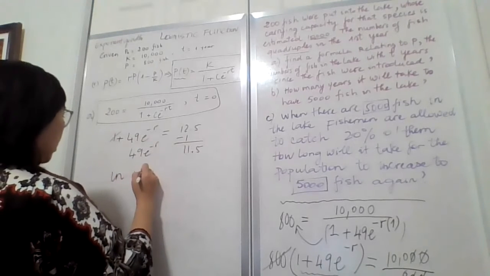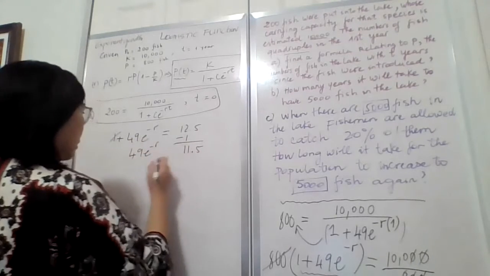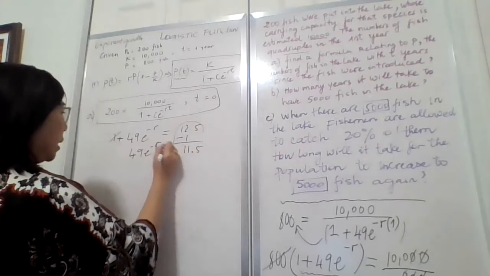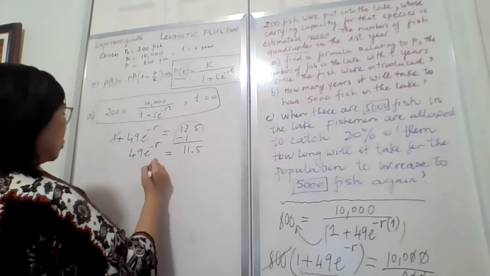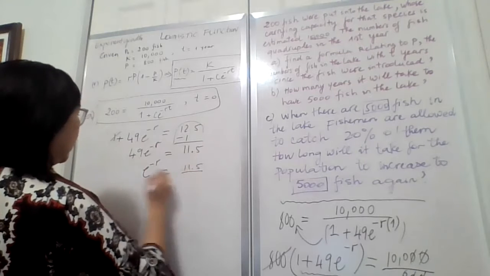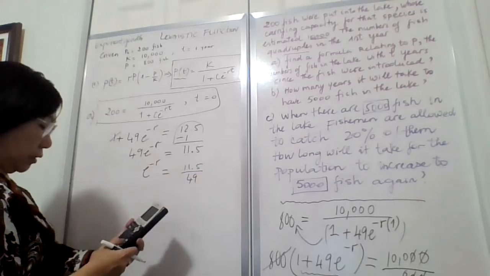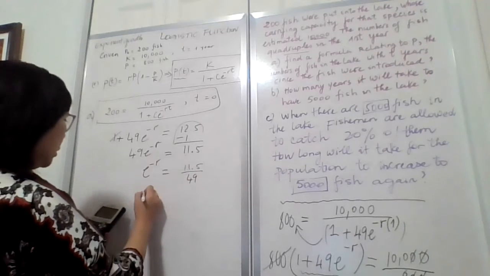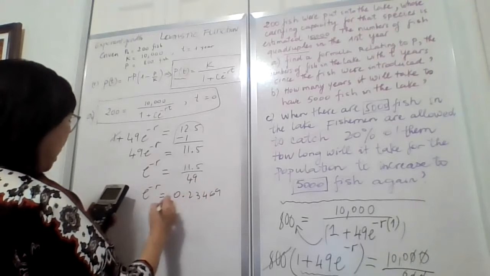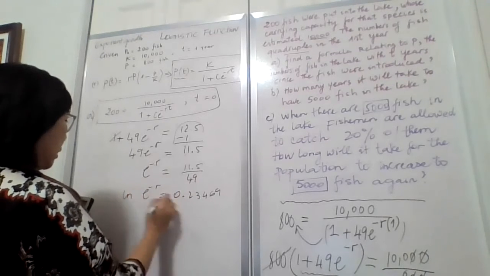No, before I do this, so I have 49 e to the minus r equal to this number. To solve for e to the minus r, I divide 11.5 by 49. 11.5 divided by 49, I got e to the minus r equals 0.23469, and so on.